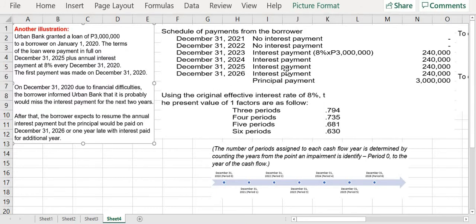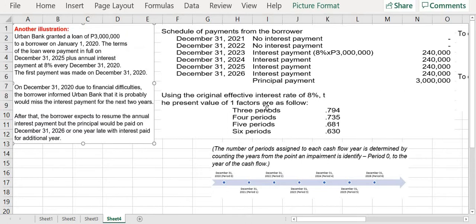So, in 2026, may interest payment pa rin siya, and as well as the principal. Ito yung schedule ng cash flows, no? That in every year from 2023, okay, to 2026, may interest payment. And in 2026, aside from the interest payment, is the payment for the principal, of course, 3 million.